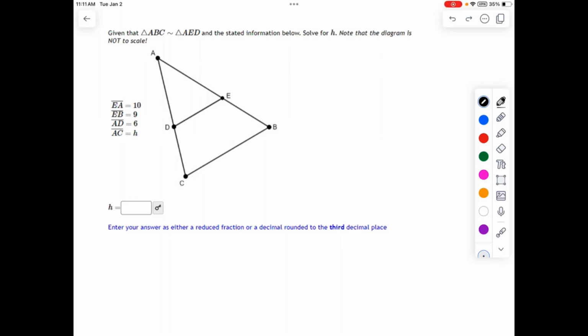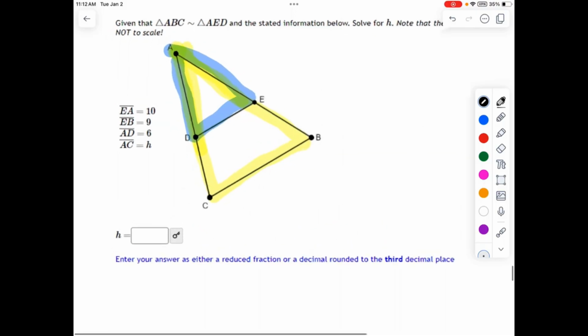Hello and welcome. Given that we have two similar triangles here, ABC and AED, the first thing is to figure out where those triangles are before you go any further. ABC is this larger triangle right there, and AED is the smaller triangle. Those are the two triangles you're going to be comparing when it comes to similarity.